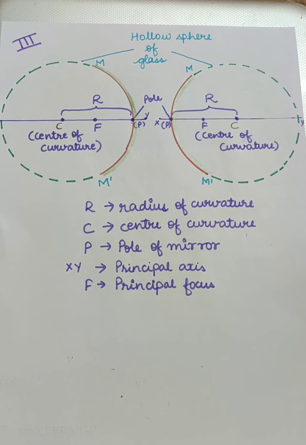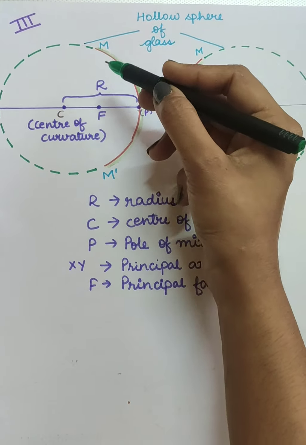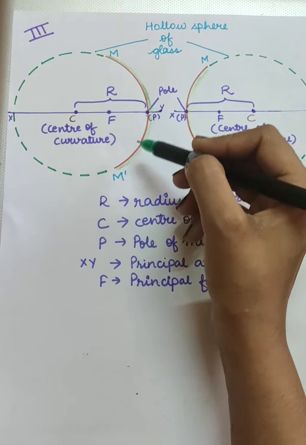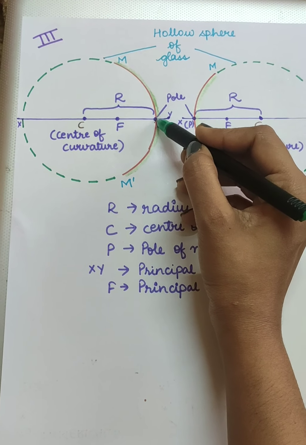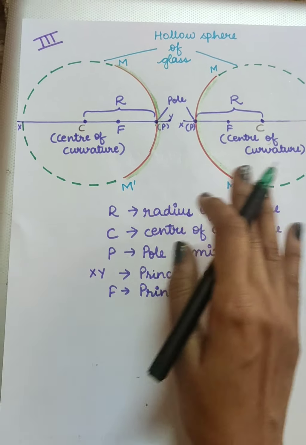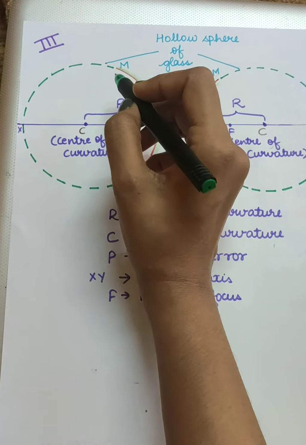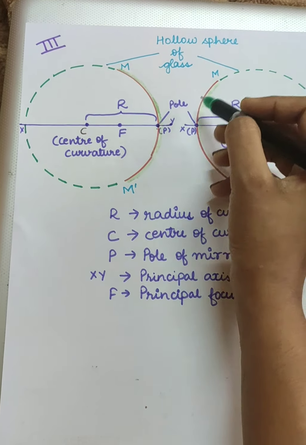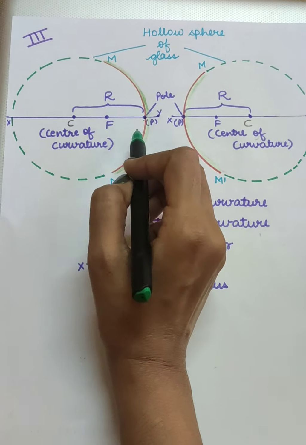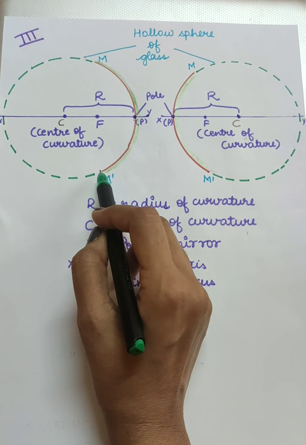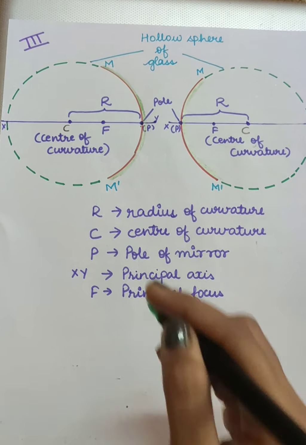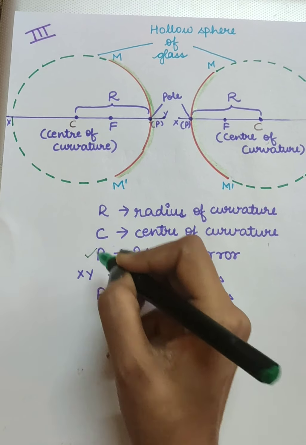So how do we define the pole of the mirror? It is the center of the reflecting surface of a spherical mirror. See, this is a spherical mirror. The center of this spherical mirror, which is this point, is called the pole of the mirror. This is for your concave mirror and this is for your convex mirror. So for my concave mirror, the pole would be this one, and for my convex mirror, the pole would be this one. It is represented by capital letter P. So our first part, the pole of the mirror, is complete.